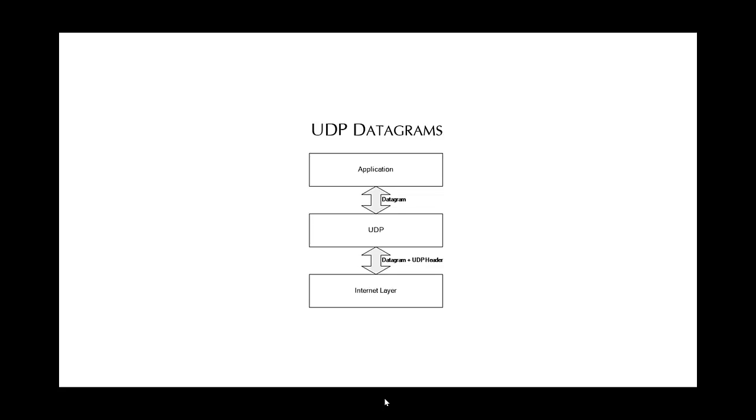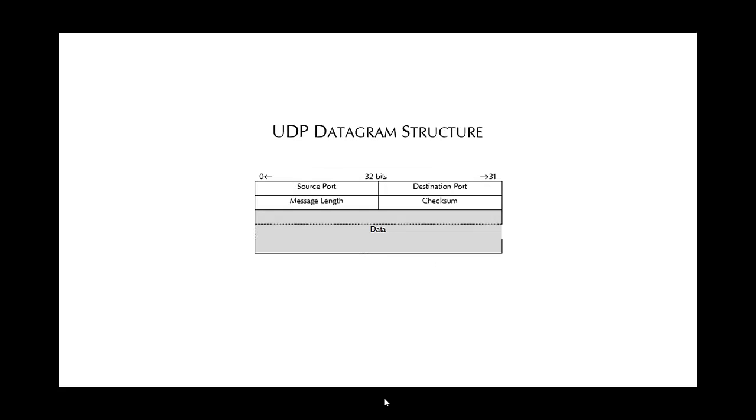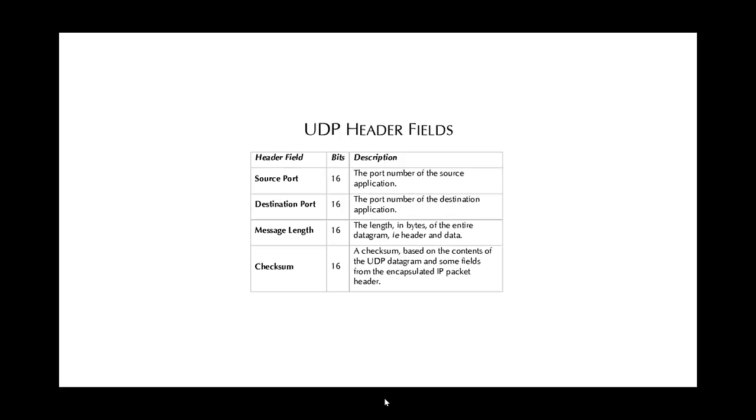The structure of a UDP datagram is shown on screen now. Each row represents 32 bits. UDP header fields are described on screen now.